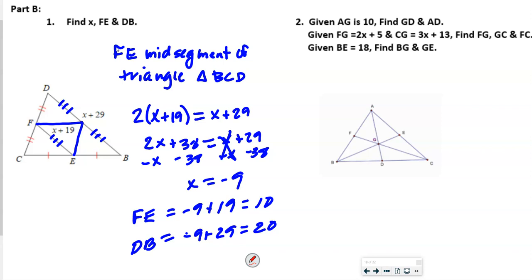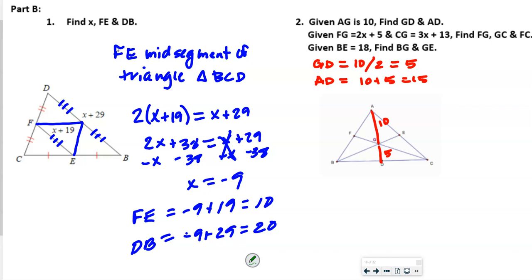AG tells us that this AG right here is 10. So to get GD, we would take 10 and divide it by 2, so that's 5, right? So this part down here is 5. Well, to find the whole length, AD, we would just add the 10 plus the 5, and that's 15, okay? We're going to keep doing these in different colors just to keep it clear.